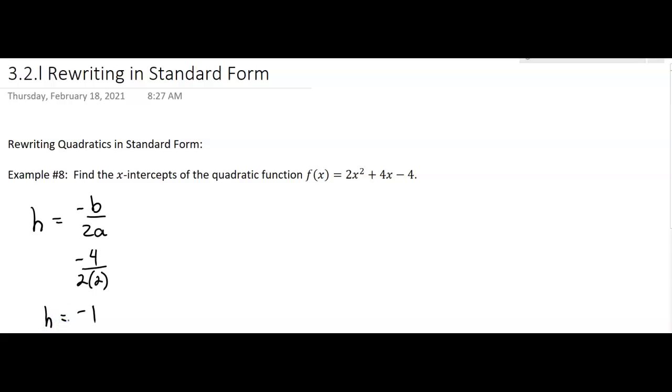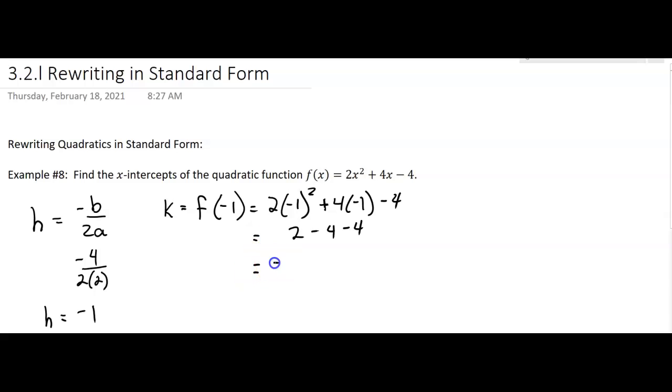Okay, so that's h. K is going to be f of negative 1, which will be 2 times negative 1 squared plus 4 times negative 1 minus 4. So what do we get there? 2 minus 4, or negative 6? Okay, and that's k. So because we know that this is a right there, we can write it in standard form. I guess I'll write it down here.